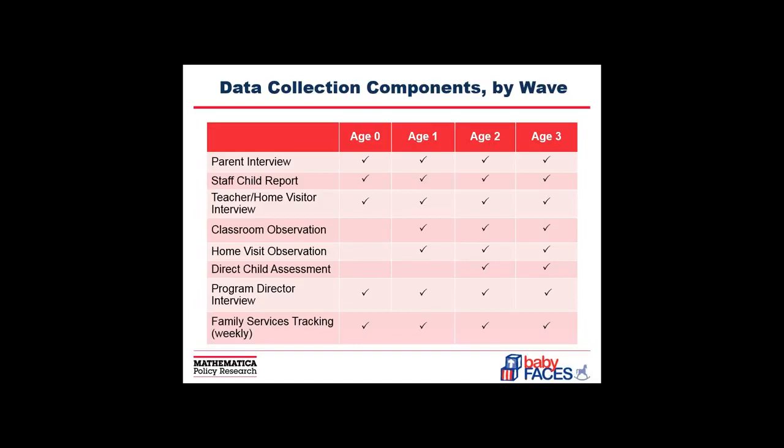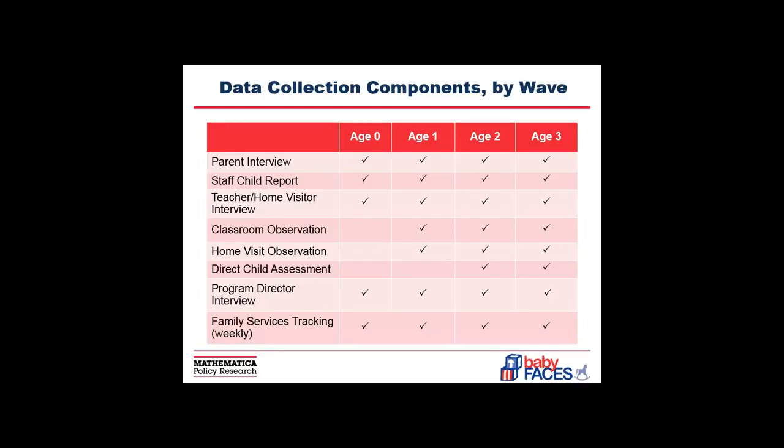As this slide shows, Babyfaces collected data annually. There were 4 rounds of data collection on the newborn cohort and 3 rounds on the 1-year-old cohort. Note that the reference materials in some of the later slides refer to these as Cohort 0 and Cohort 1. The only differences in data collection schedules were when children were 0 and 1 year old. We did not observe classrooms or home visits for the newborn group in the first round of data collection, and we conducted the first direct child assessments at age 2 and again at age 3.